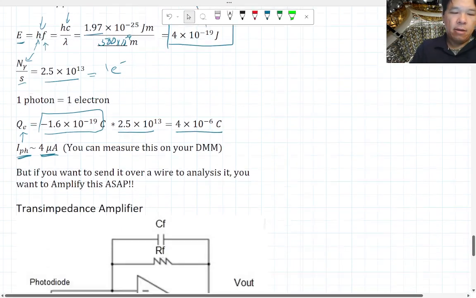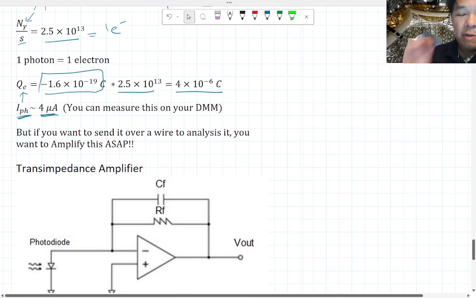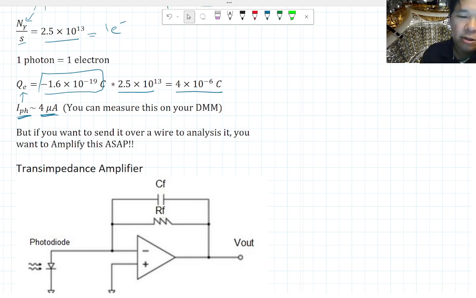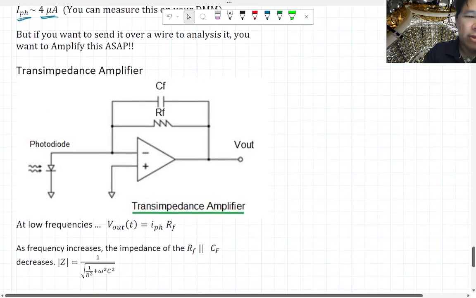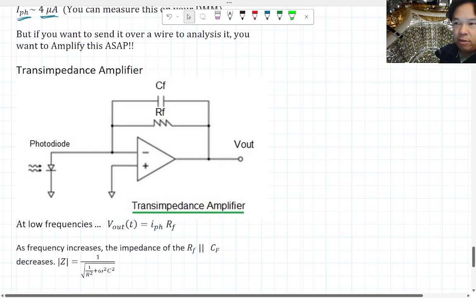Okay, so it's a small signal. A microamp is pretty small. You want to send this to be amplified as soon as possible. And this is where a transimpedance amplifier comes into play.